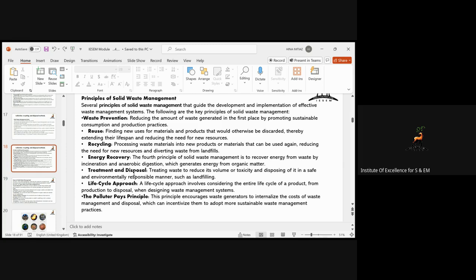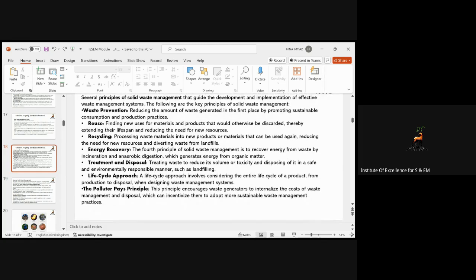The next is treatment and disposal. This means treating waste to reduce its volume or toxicity and disposing of it in a safe and environmentally responsible manner, such as landfills. The landfill is basically a safe environmental remedy. So you can go for the landfill if there are no other options.